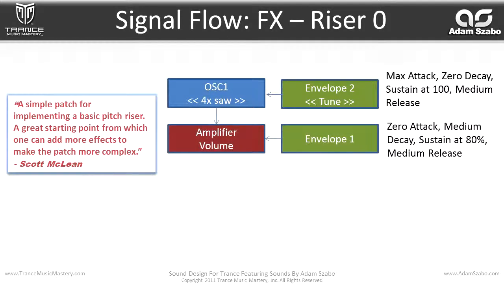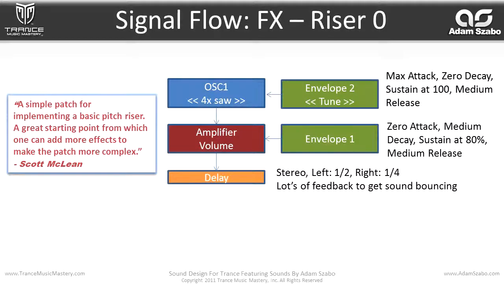Then the output of that flows into the amplifier with envelope 1 modulating the amplifier volume, and that's just using zero attack, a medium decay, sustain at 80%, medium release. Then to help give it some effects, we're going to add a delay. This is a stereo delay with a left 1/2 note sync time and a right 1/4 note, and lots of feedback and some cross feedback to get the sound bouncing around.